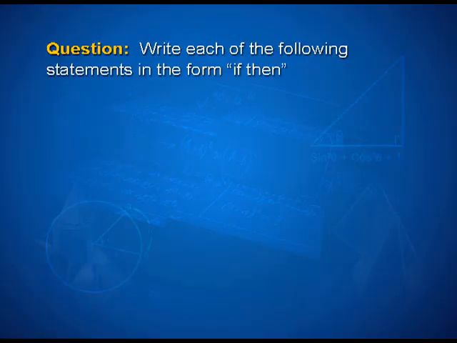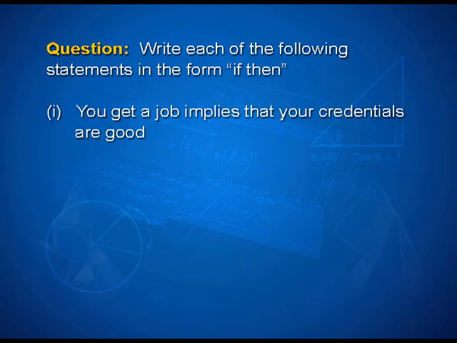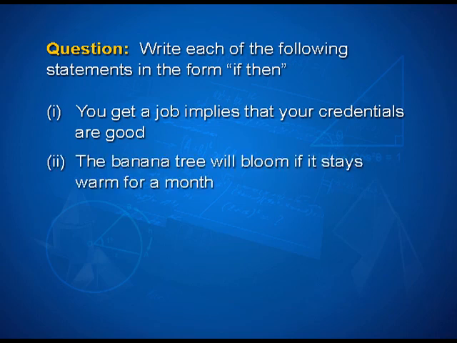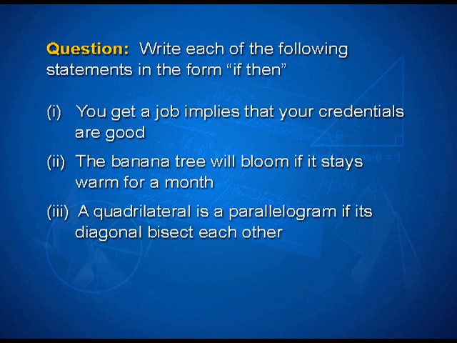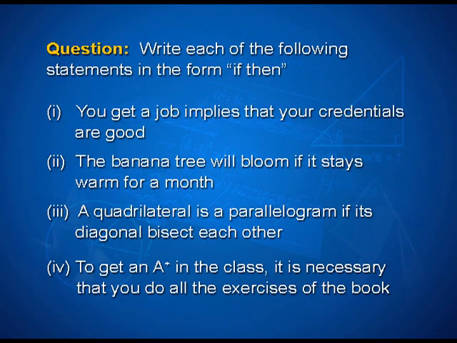It is time to note down the home assignment. Note down the question. Write each of the following statements in the form if-then. First, you get a job implies that your credentials are good. Second, the banana trees will bloom if it stays warm for a month. Third, a quadrilateral is a parallelogram if its diagonals bisect each other. Fourth, to get an A plus in the class, it is necessary that you do all the exercises of the book.